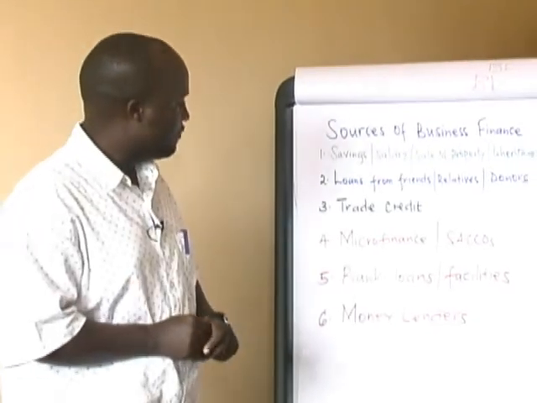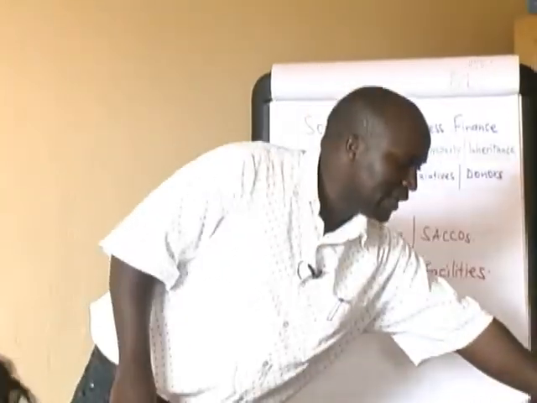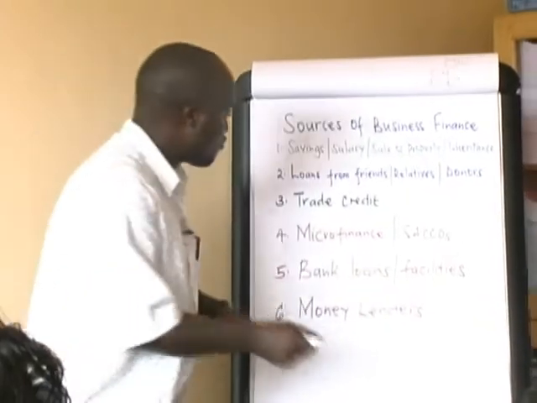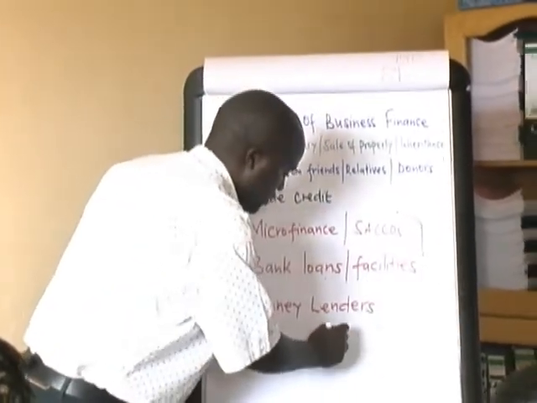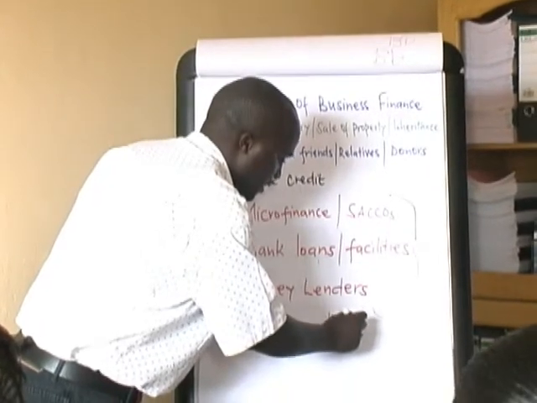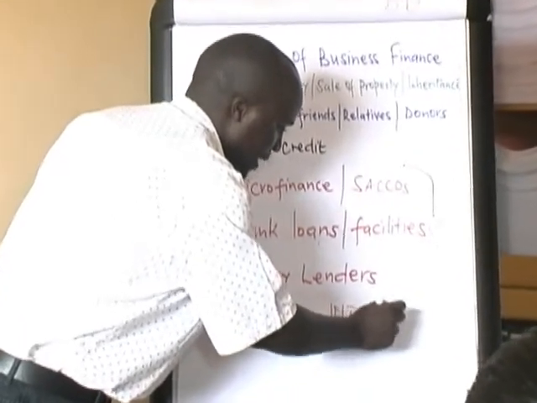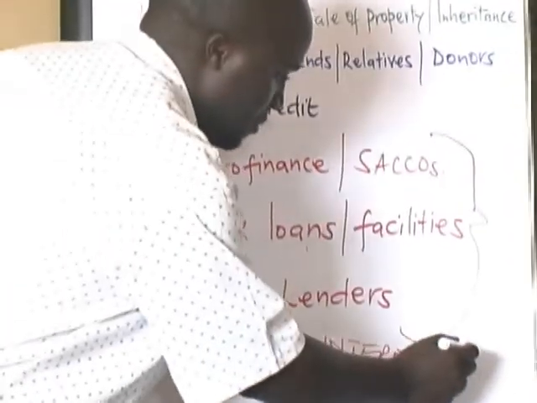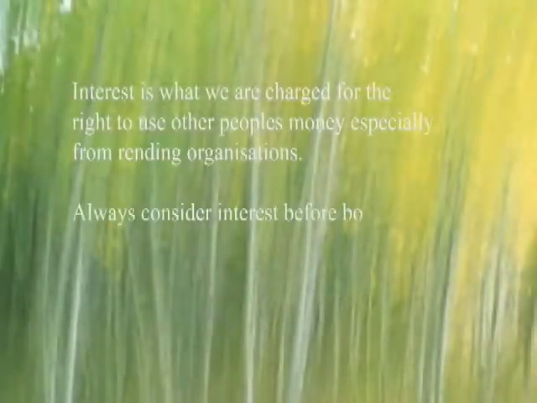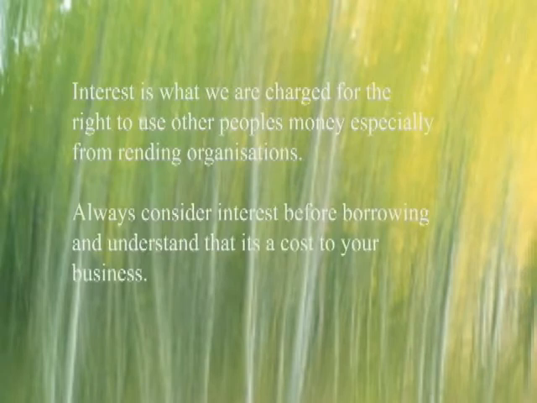Now, we have put the others in red for the mere fact that when you look at these facilities, they all have one thing in common. It is called interest. And interest is what we pay to borrow money. And it's normally expressed in percentage terms. It's always expressed in percentage terms of what you're paying.